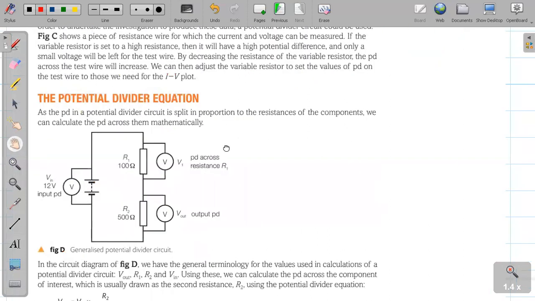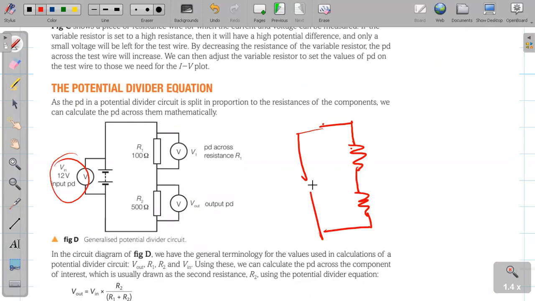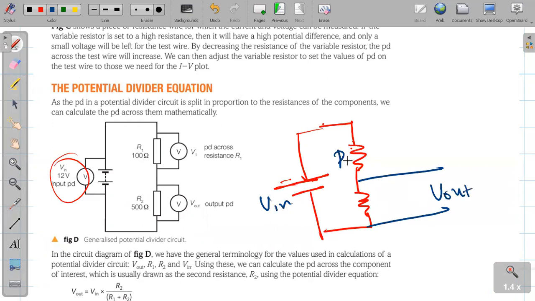So the potential divider equation. V in is the total voltage supplied. I will draw this diagram again. The supply voltage, we call it V in. Now I'm going to get my V out from here, and there are two resistors, one is R1, the other one is R2. You have to know one thing, the current is constant throughout the circuit. Got the point?